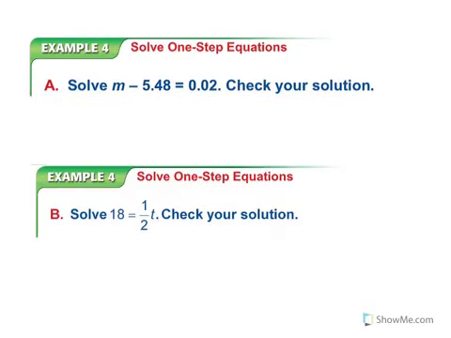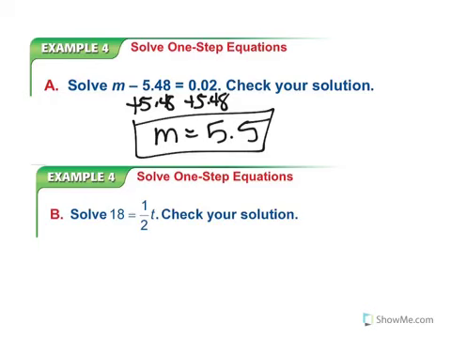So A, solve m minus 5.48 equals 0.02. Okay, here we have to get m by itself, so you're going to take the opposite, so add 5.48 to both sides, and we get m is equal to 5.5.